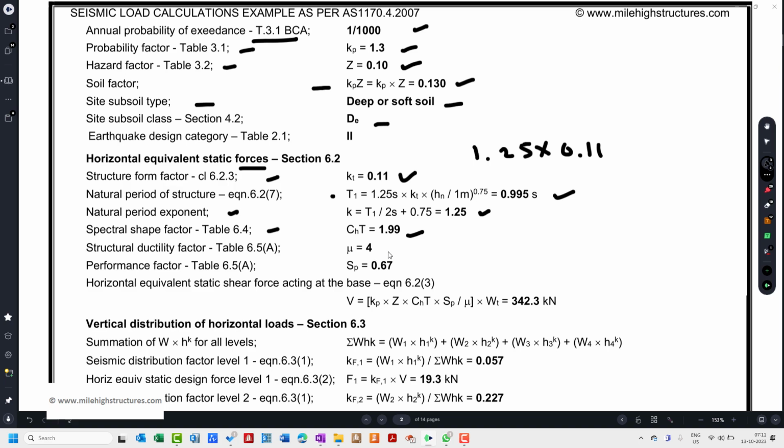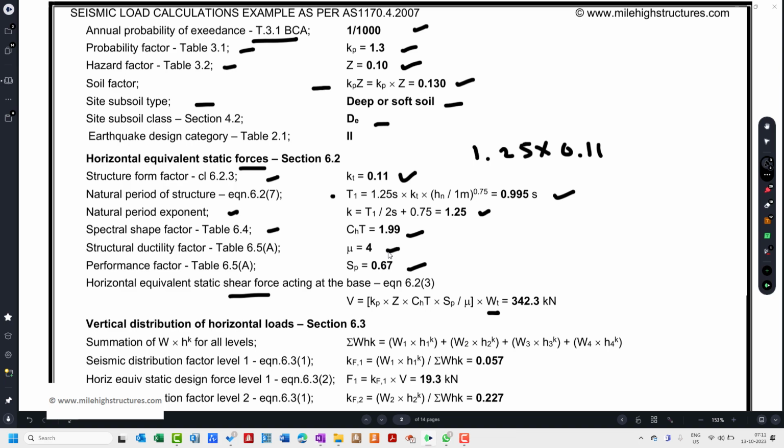So mu has been considered as 4 and SP has been considered as 0.67. So horizontal equivalent static force acting at the base is basically Kp into Z into CST multiplied with SP divided by mu multiplied with the seismic total weight. So all of these values we have already calculated above.